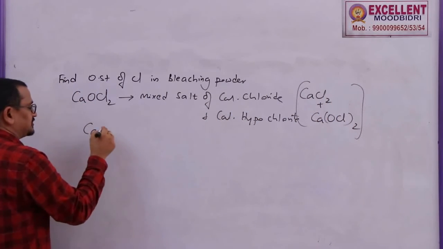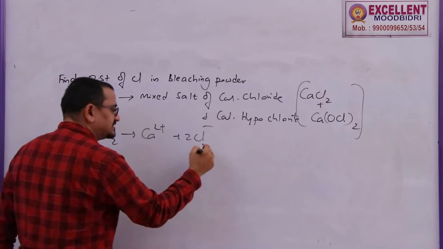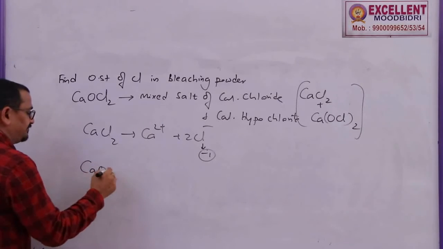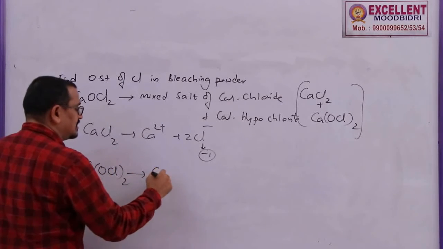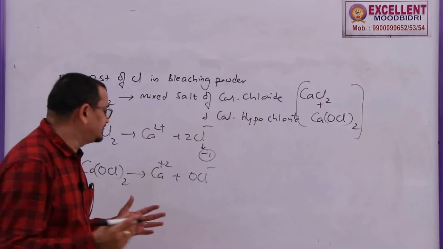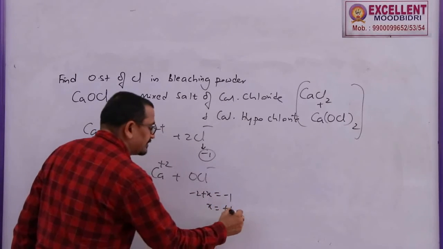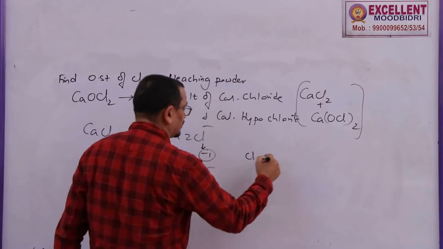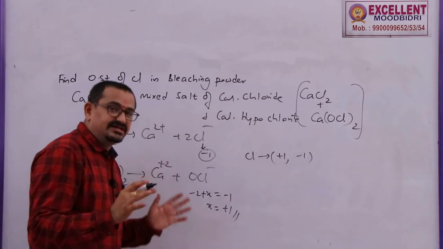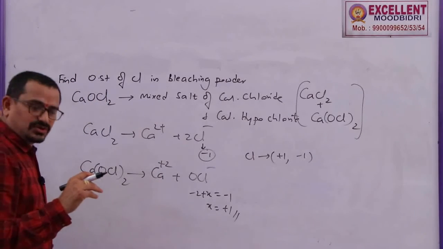Now from CaCl2 we are getting Ca2+ and 2 Cl- ions, where each chlorine is bearing -1 oxidation state. And from calcium hypochlorite, Ca(OCl)2, on dissociation we get OCl-. Let us find the oxidation number of chlorine in this. So x minus 2 equals -1, x is equal to +1. In this way, the oxidation states of chlorine in bleaching powder are +1 and -1 respectively. So there are so many questions of this type. Okay, let us take one more question.